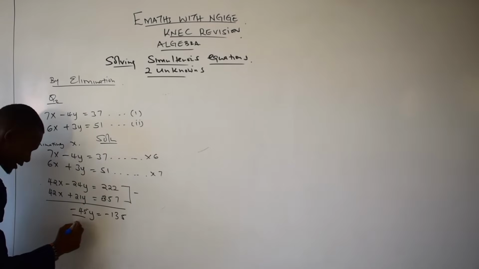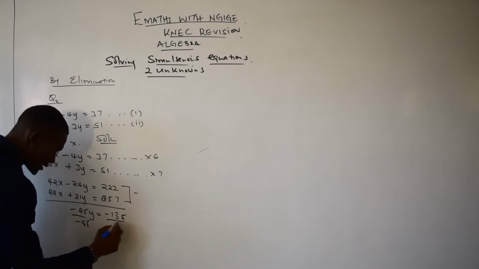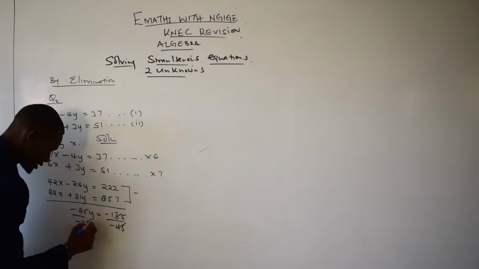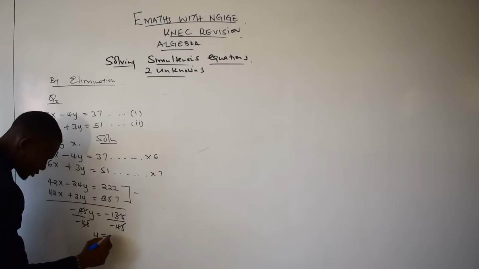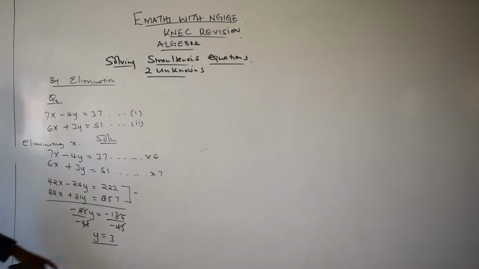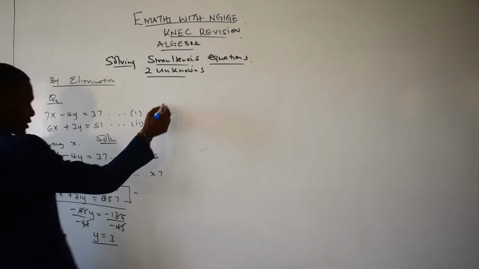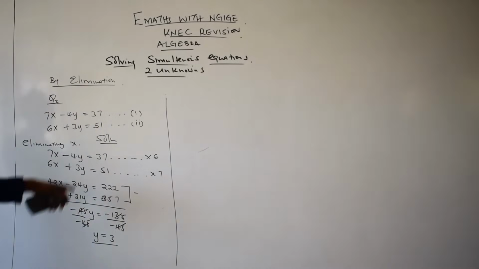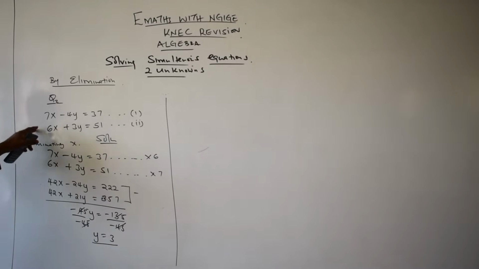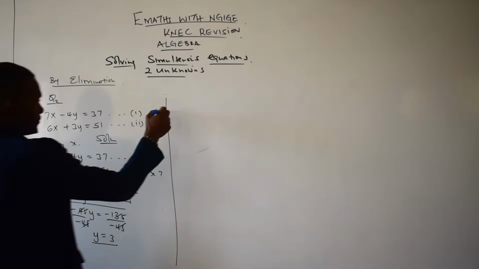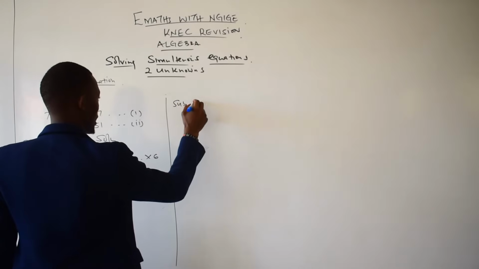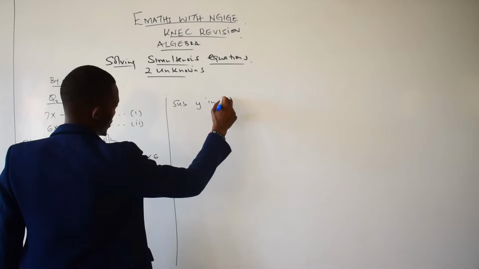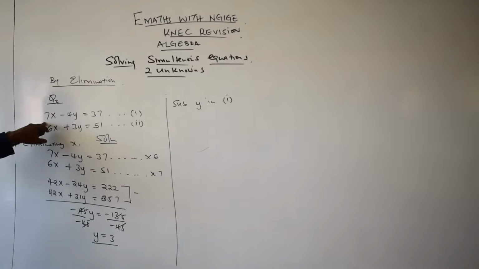Then you divide by negative of 45 on this side, divide by negative of 45 on that side. So your y value will be given by 3. Then from there, just replace your value of y in any of these equations, the first and the second. So substituting y in equation 1.